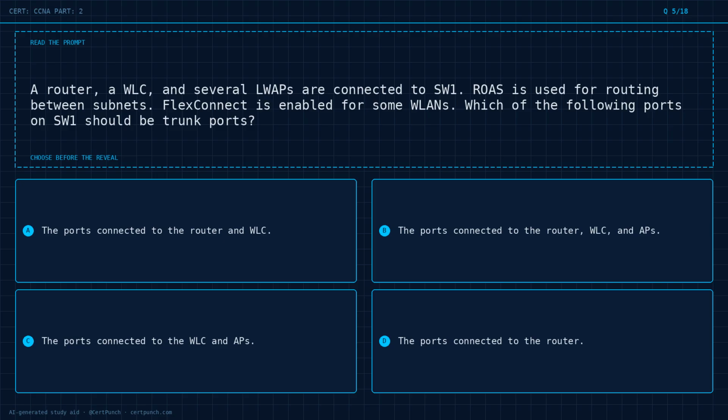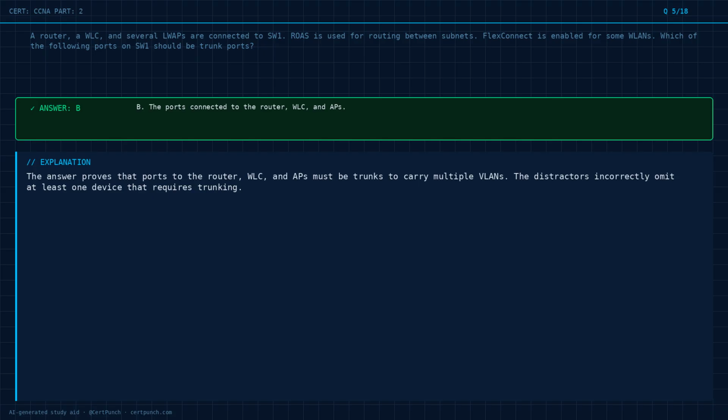Choose the best answer before the reveal. Commit to it now. The answer is Option B. Reasoning. The answer proves that ports to the router, WLC, and APs must be trunks to carry multiple VLANs. The distractors incorrectly omit at least one device that requires trunking.